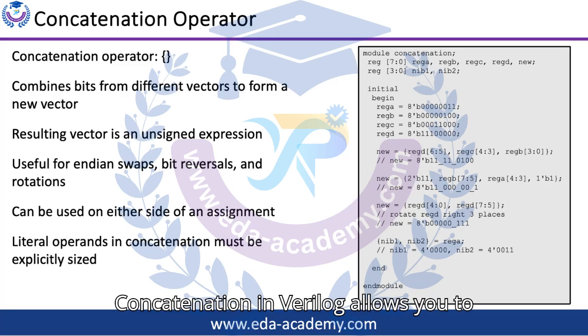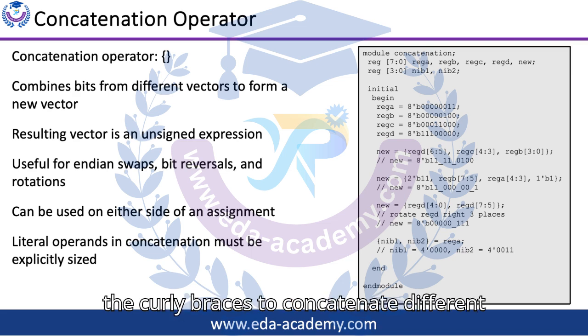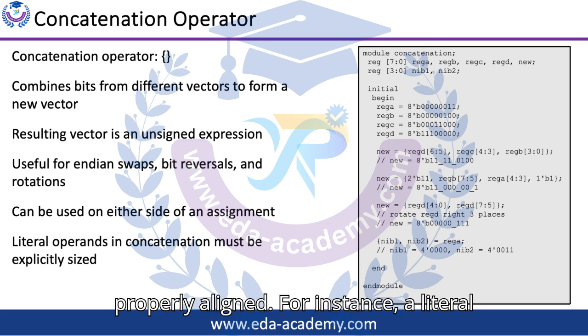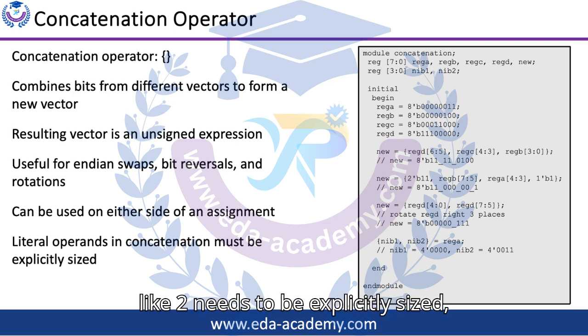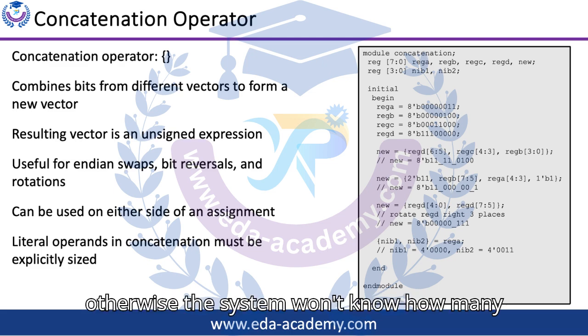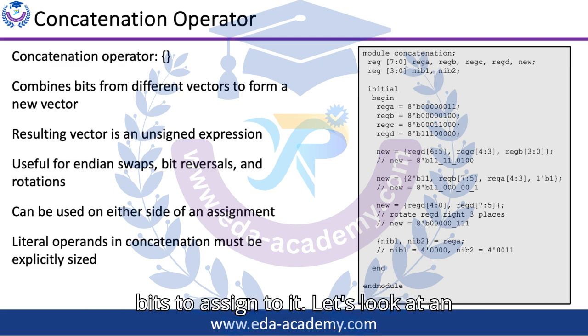Concatenation in Verilog allows you to combine multiple bits or groups of bits into a single vector. This is done using curly braces to concatenate different operands. It's important to note that when you include literal values, you must specify their size so that the bits are properly aligned. For instance, a literal like 2 needs to be explicitly sized, otherwise the system won't know how many bits to assign to it.